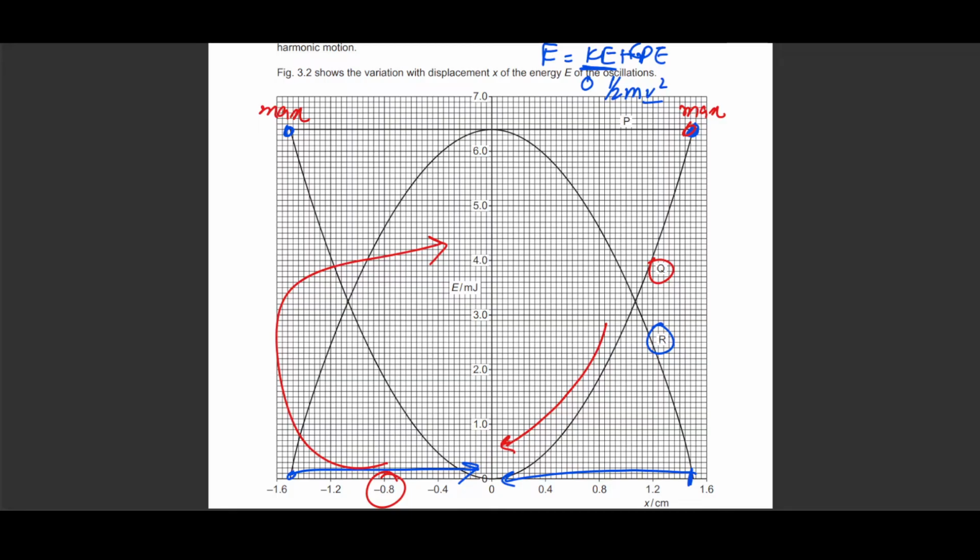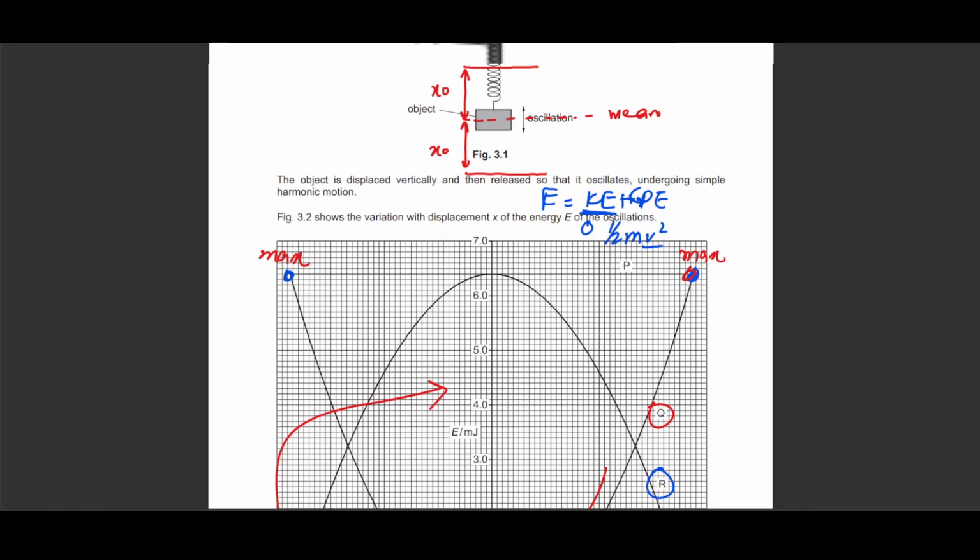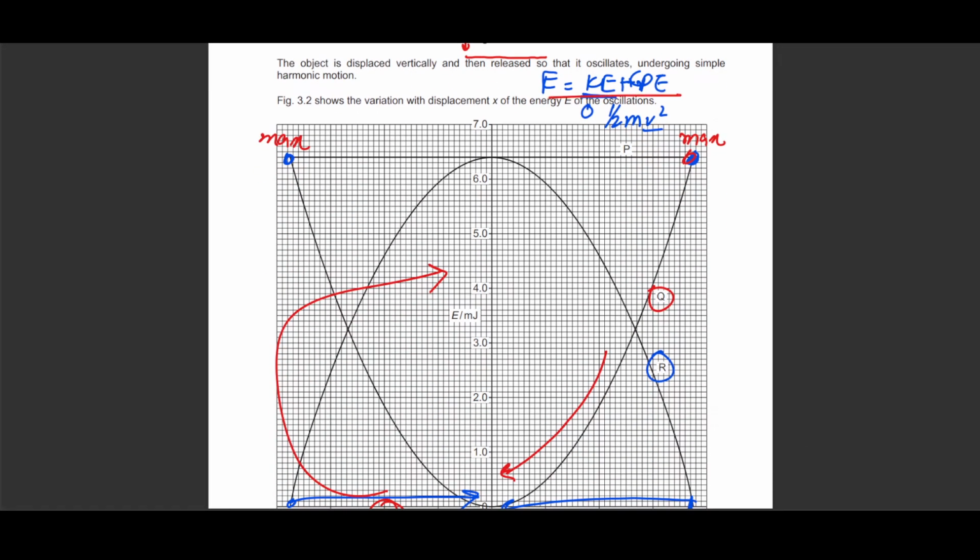So at the mean position, we consider it to be 0 because all the gravitational potential energy has been converted into kinetic. And how does the total energy become total? Because we are adding both energies.